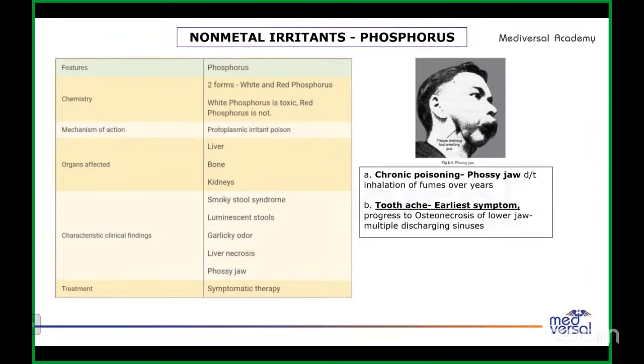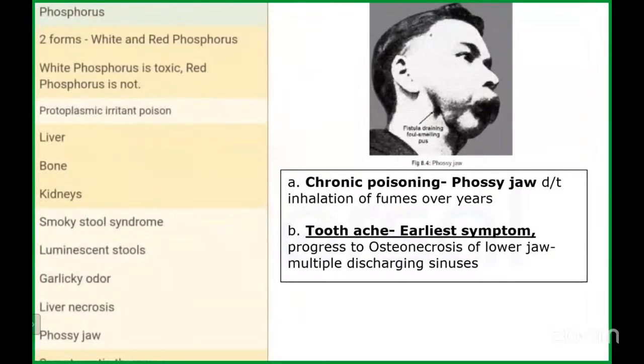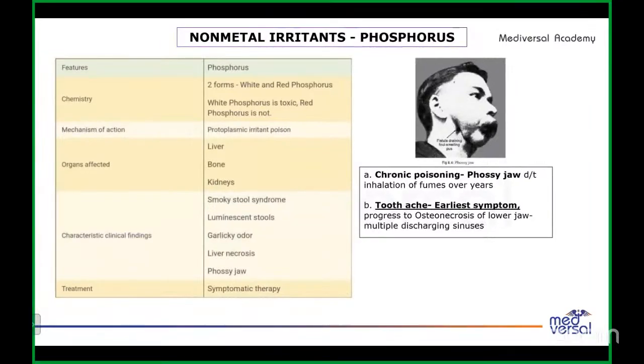Phossy jaw, however, is not a feature of acute poisoning. It's more a feature of chronic poisoning. This is phossy jaw. You can clearly see multiple draining, foul-smelling, pus-filled fistulae, having sinuses which are along the angle of the mandible. And this can only happen if you are inhaling phosphorus on an industrial level, and the inhalation of phosphorus fumes for over several years. Toothache is the earliest symptom, which can later progress to osteonecrosis of the lower jaw and lead to a phossy jaw. So unexplained toothache in a patient who is having industrial exposure to phosphorus should make you think about the initial symptoms of a phossy jaw.